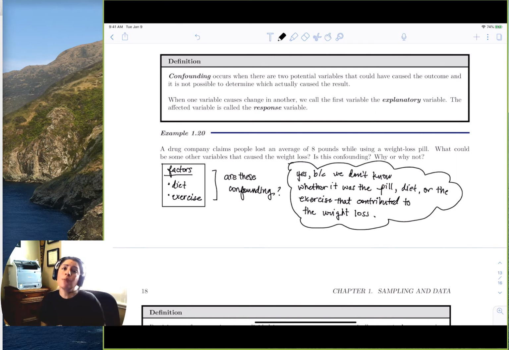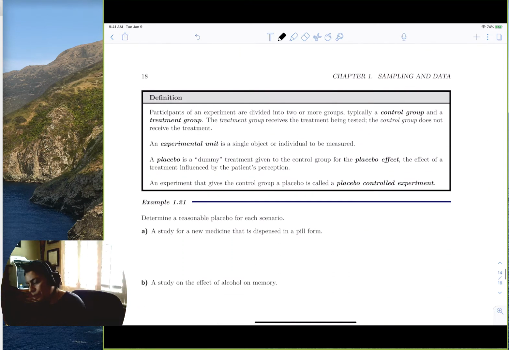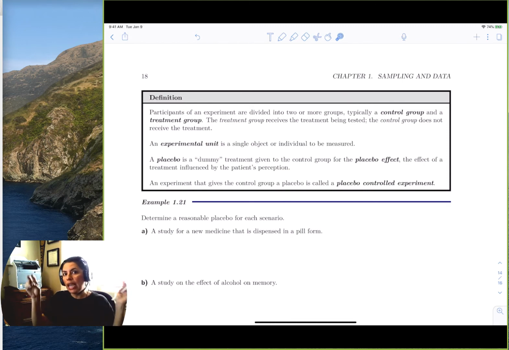So it's really important to take your subjects in your study and split them up into what we call the control group and treatment group. And so the control group would be the group that you can control that's not really getting a weight loss pill, but a fake one. But they don't know that, right? And then the treatment group would be the actual group that receives the actual weight loss pill.